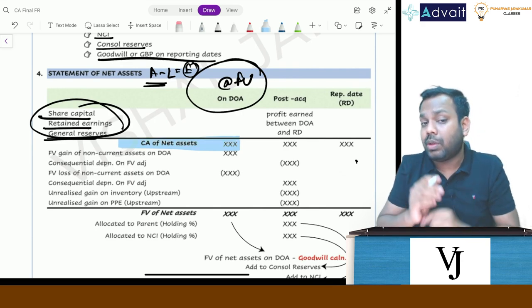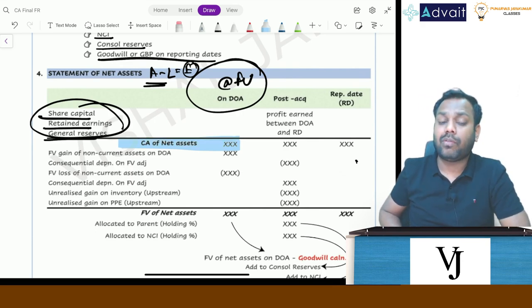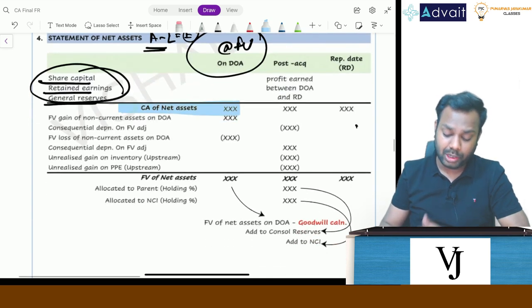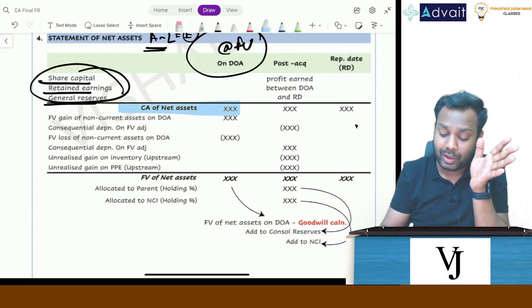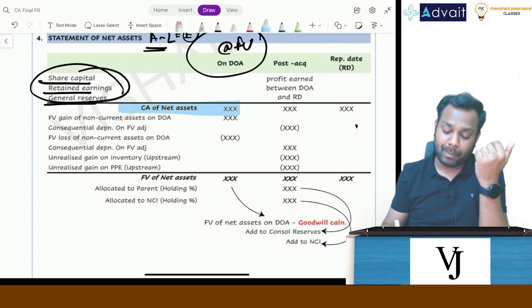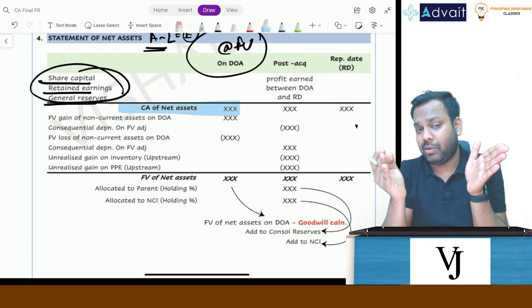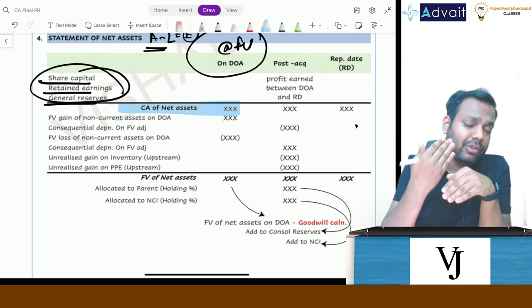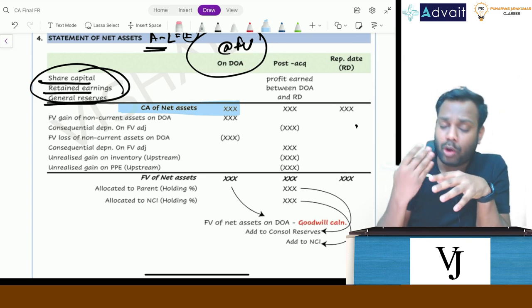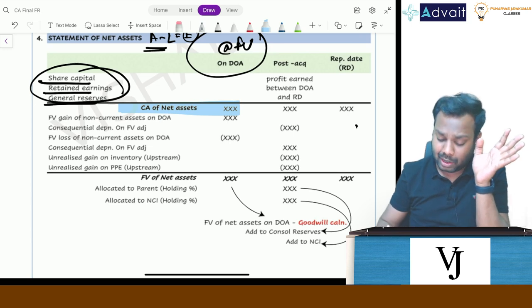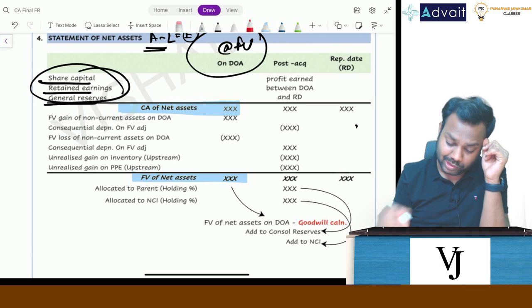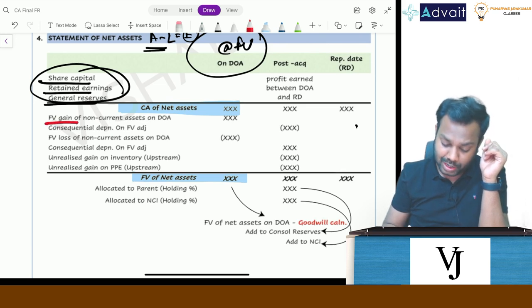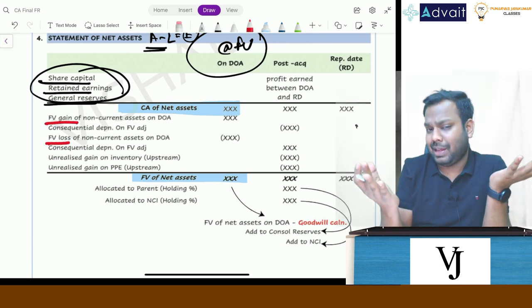Now you have to do the fair value adjustments. How will you do? Whatever is the fair value gain or loss, you will record now on the date of acquisition. So you will compare the carrying amount of the asset with the fair value. If there is a fair value gain, we'll record the fair value gain. If there is a fair value loss, we'll record a fair value loss. And accordingly we'll arrive at a fair value of the net assets on the date of acquisition. See, in this case I have adjusted both fair value gain and fair value loss. Okay, it can be anything.